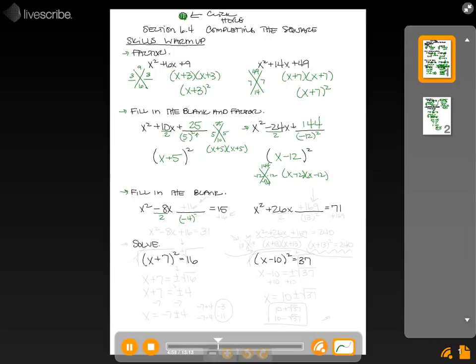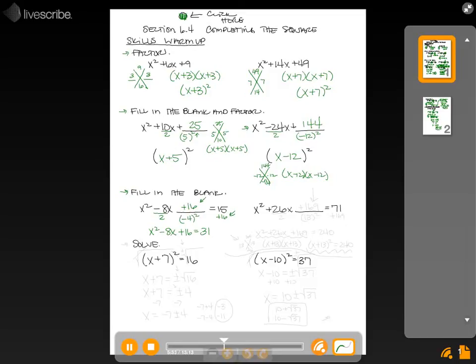Negative 8 divided by 2 is negative 4, and we square that, so we get plus 16. Now I added this 16 here, so I have to add 16 to the other side because it's an equation. Whatever I do to the left, I have to do to the right. So I end up getting x squared minus 8x plus 16 equals 15 plus 16 is 31. Okay? So that's the next skill we have to know. I want you to realize whatever you do to one side, you have to do to the other.